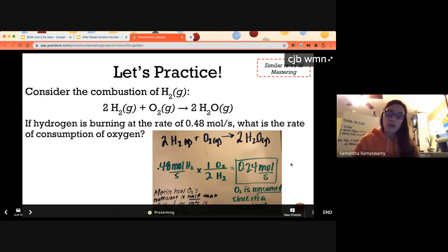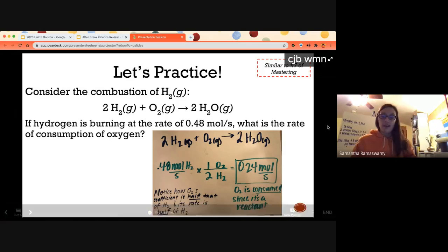So we can notice how oxygen's coefficient in the balanced equation is a 1. It's half that of H2. So its rate is also half that of H2. Again, it says what is the rate of consumption of oxygen. So oxygen is consumed because it's a reactant. When you are giving answers for rates, the value of rate is always positive. So a rate is always a positive number, but it's being consumed because it's a reactant.